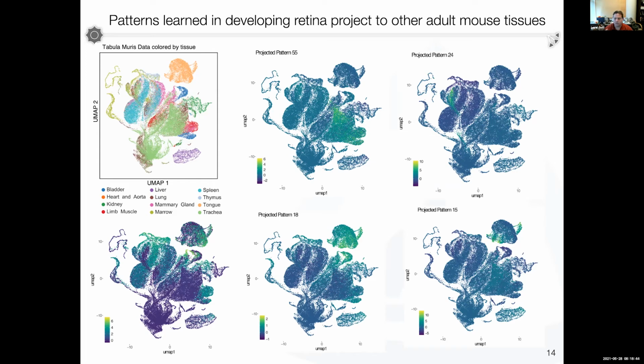And here, this is the original Tabula Muris data set, which is a multi-tissue single cell analysis, where we can see that these individual patterns project to different cell types in different tissues, meaning that these processes that are identified and learned and described by the latent space are actually being reused in different contexts, not only developmentally, but here in adult tissues as well.